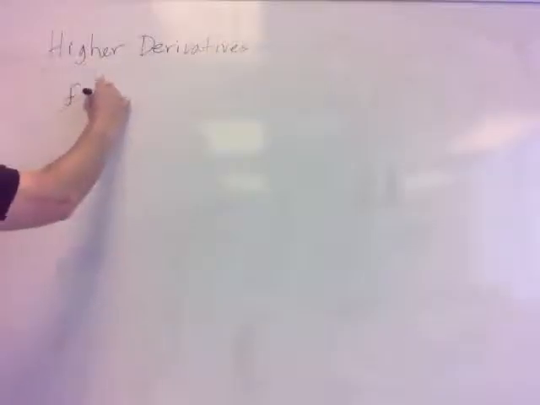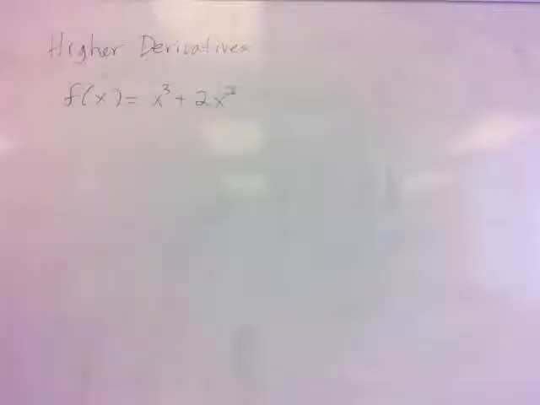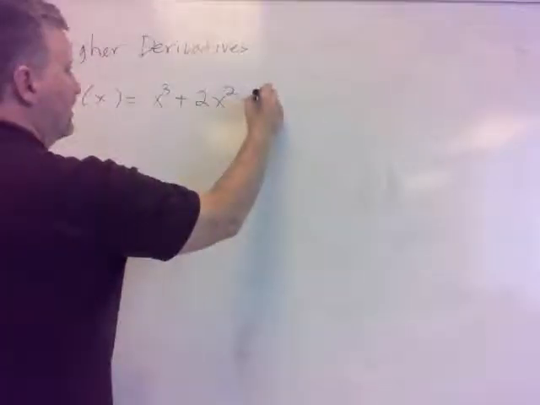Higher derivatives. All right. Say we've got f of x equals x cubed plus 2x squared minus 7x plus 4.